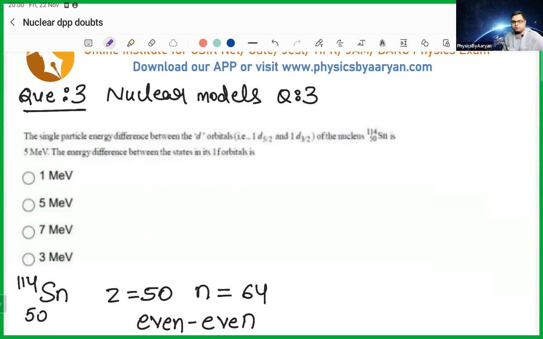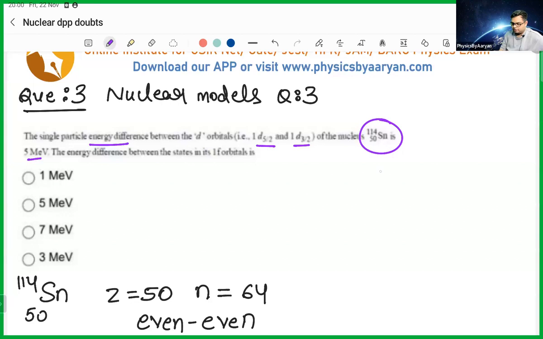Then what is the problem? So the problem is, this is one of the most difficult problems, and this was a little confusing. Okay, so let's see. They are saying that a single particle energy difference between d orbitals d5 by 2 and d3 by 2 of this nucleus is 5 mega electron volts.